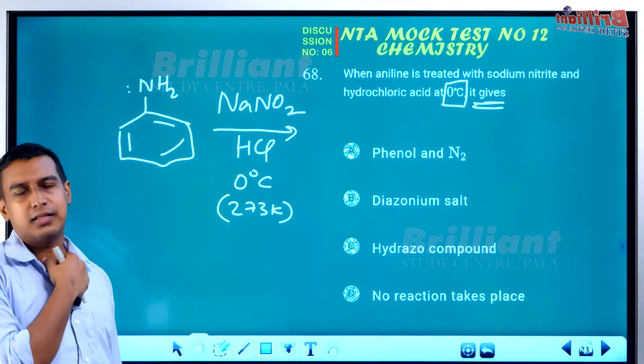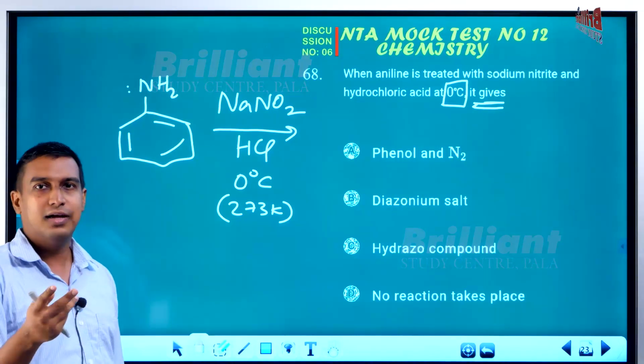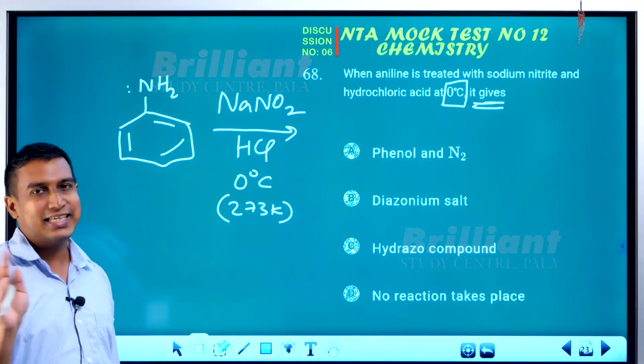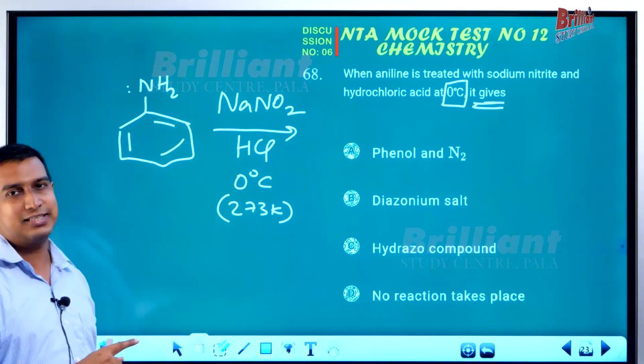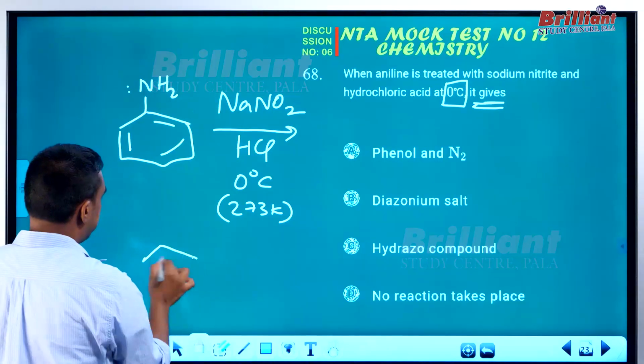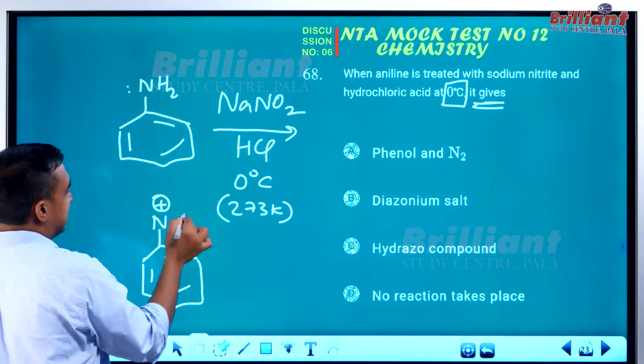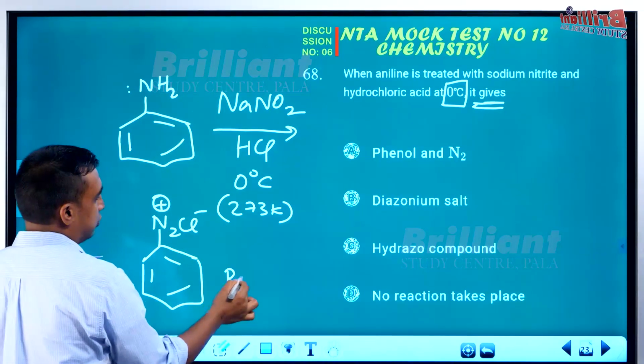Many people may think that if we heat it we will get phenol here, that we have to heat it a little. But the question does not mention heating. The question is at 0 degrees Celsius. That is why you have to be very careful. What you get will be N2 plus Cl minus, benzene diazonium salt.